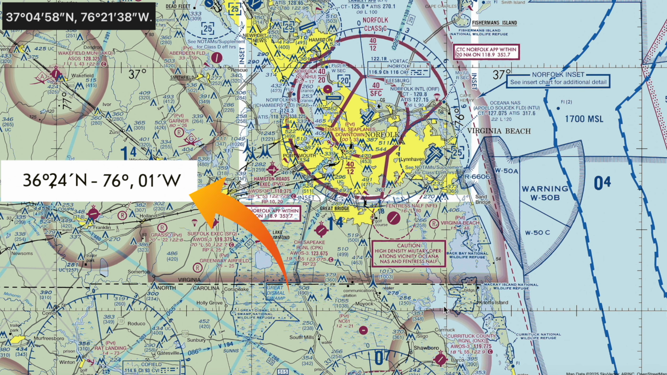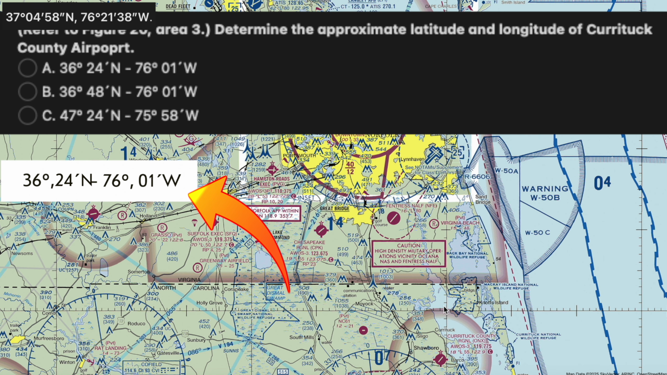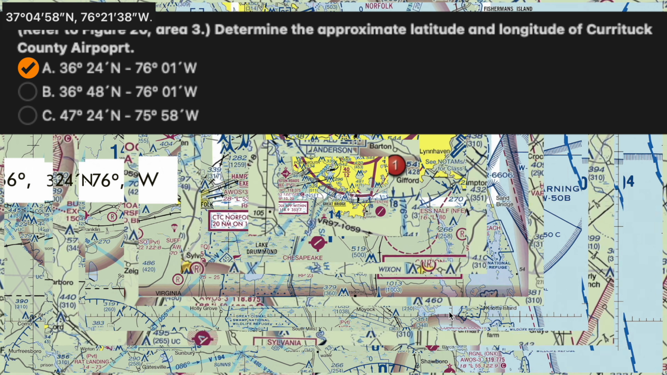And you can see my answer on screen, which matches the answer on the FAA Part 107 exam. And the correct answer is 36 degrees, 24 minutes north, 76 degrees, 1 minute west. And you can expect that question on the Part 107 exam, but you already know how to find the answer.